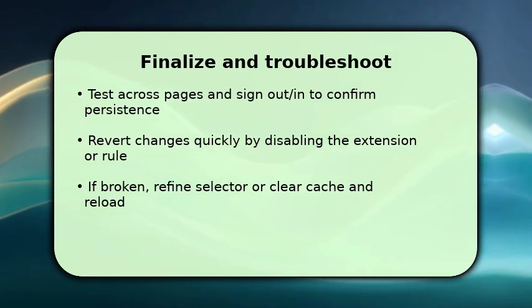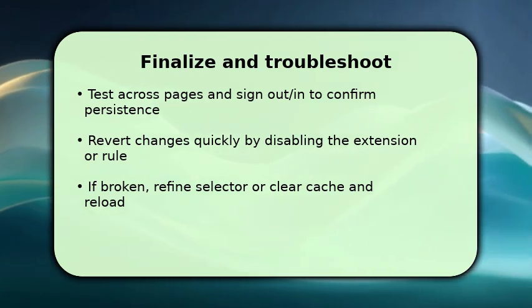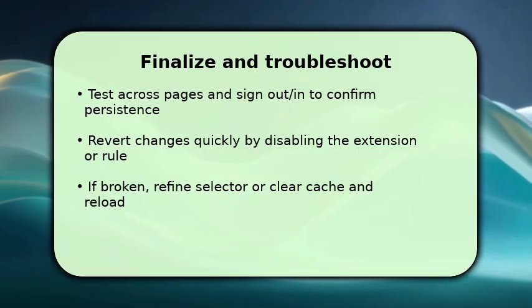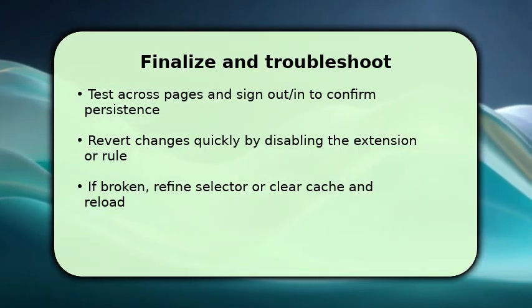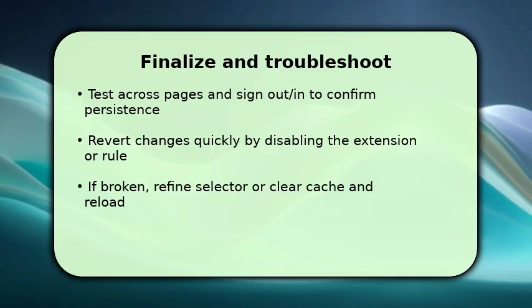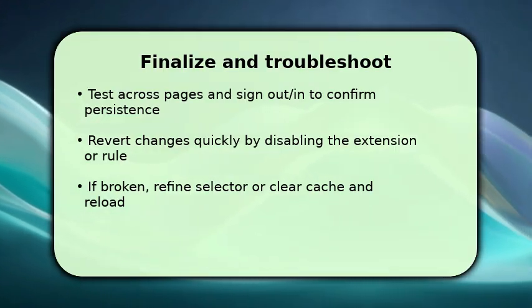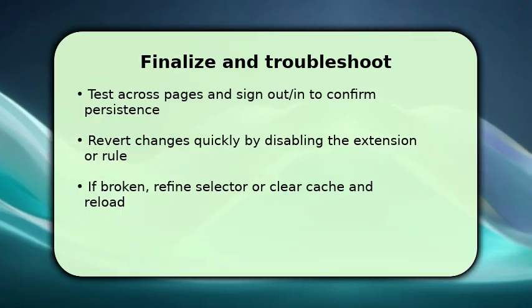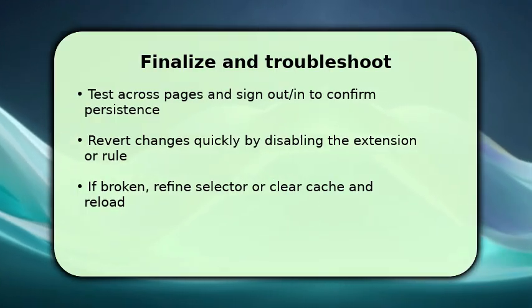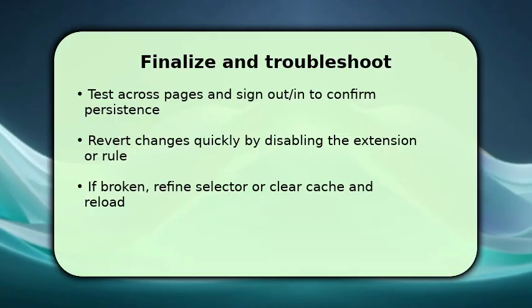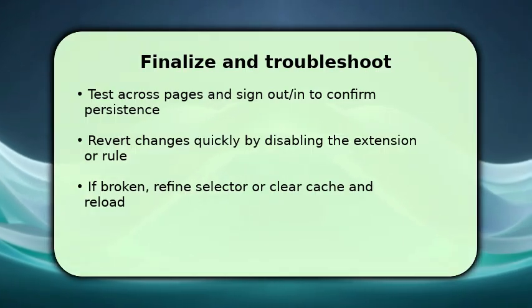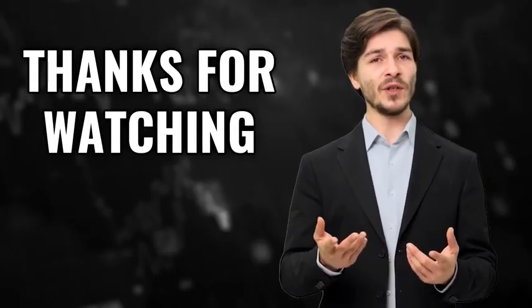If things look wrong, disable your extension to revert instantly, because that's the safest recovery. Troubleshoot by refining the CSS selector. If components move, clear browser cache and reload. If issues continue, remove the rule and try a different extension or an updated selector. This keeps your site usable while you iterate for stability.